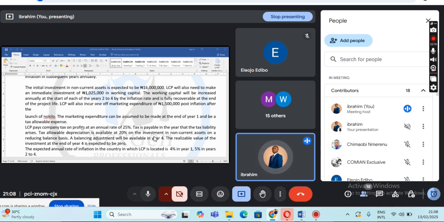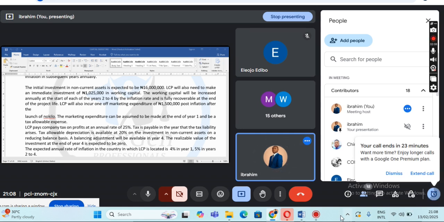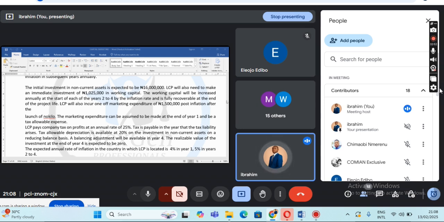LCP will also incur a one-off marketing expenditure. The question is, is this marketing expenditure a relevant cost or an irrelevant cost? I need someone to open their mic and explain that. Please open your mic. Is the marketing expenditure a relevant or irrelevant cost for the project? If it is relevant, why? If it is not relevant, why?